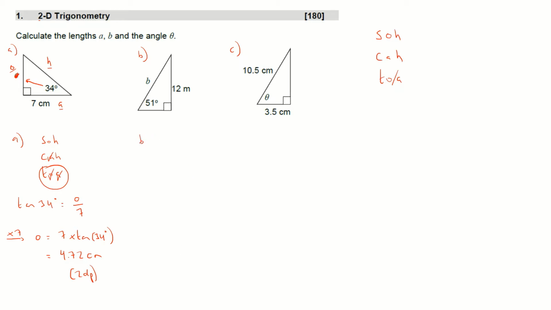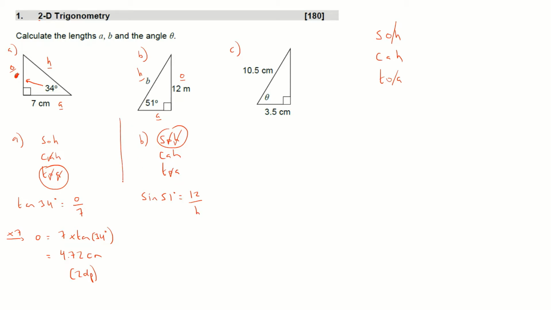Okay then. Part B, again, label the sides: H, O, A. All right, so write down SOHCAHTOA again. So I know O, but I want to find H. So I'm going to use sine. Sine 51 degrees, and remember, sine is O over H. So it's going to be 12 over, you can call it H or B, it's up to you. I'll call it H because I labeled it H.